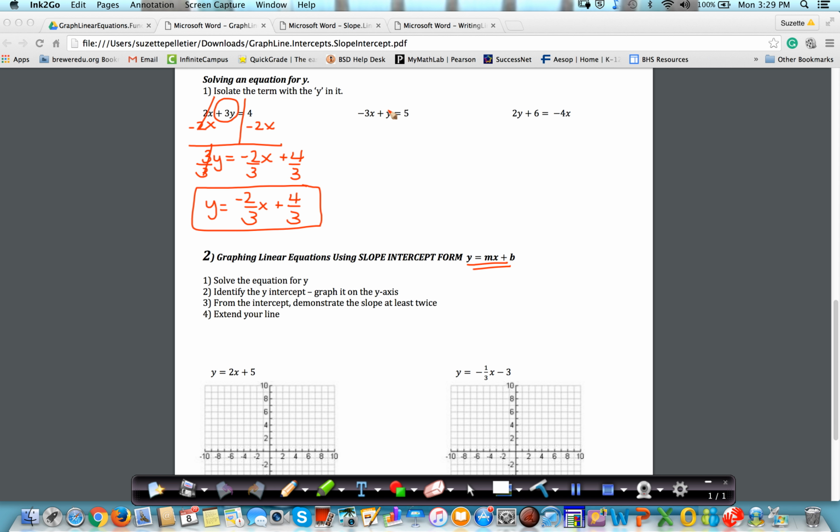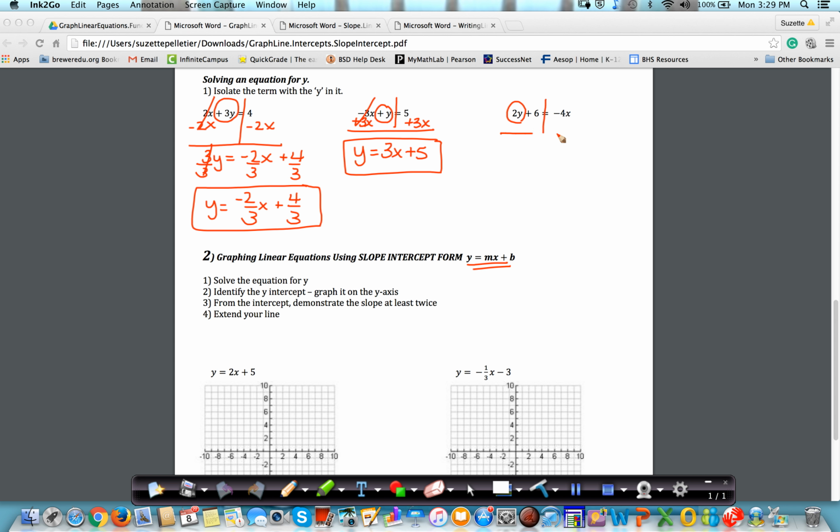Okay, let's do the second example. Here's the y term. Balance scale. I have to undo -3x, so I'm going to add 3x. If you do it to the left-hand side of the equation, I'm going to do it to the right. My zero pair cancels. y equals, again, put the x term first, 3x plus 5. All done.